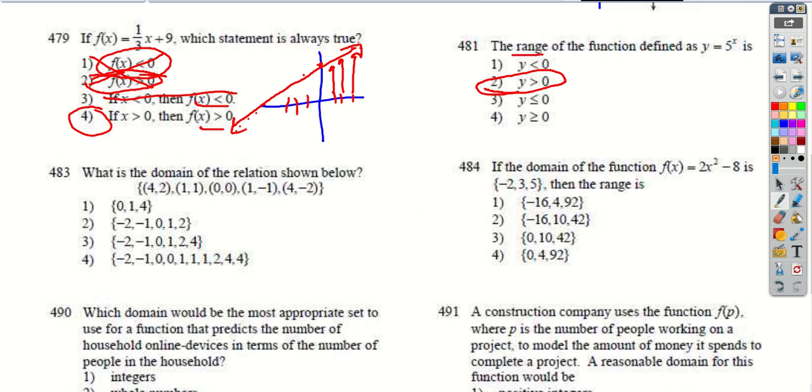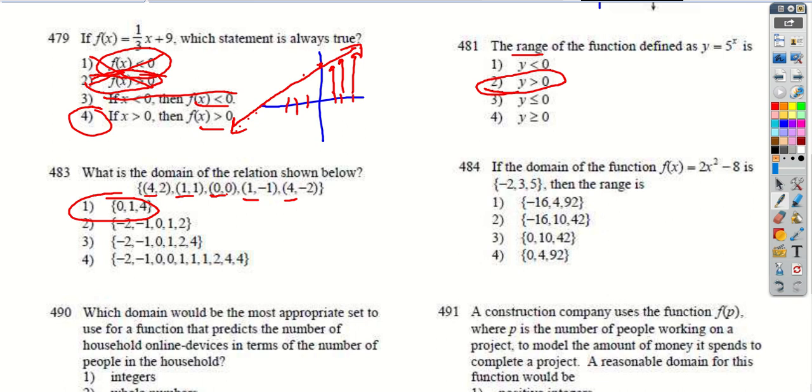Okay, remember, range is the y values. What's the domain of the relation? So just pick the x values out. We don't want to repeat, so we don't want to list 4, 1, 0, another 1, another 4. This is already gotten, and that's already in there. So it's just 0, 1, and then 4. I'm not going to include the 1 again because I already have it.